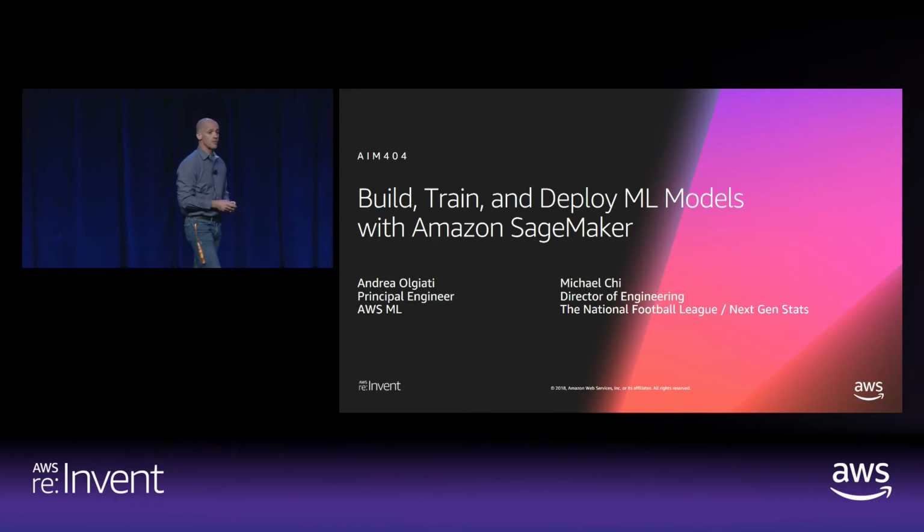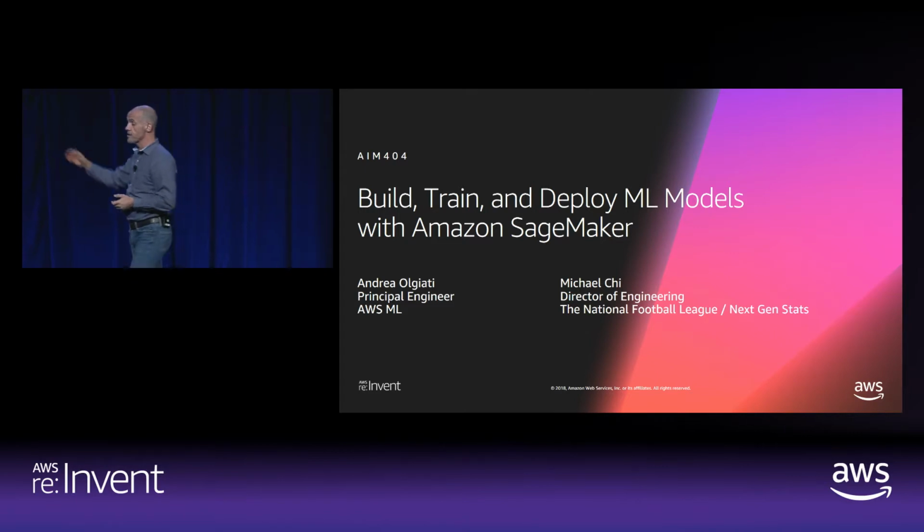My name is Andrea Olgiati. I'm a principal engineer with AWS. And I am joined by Michael Chi, who's the director of engineering for the National Football League Next Gen Stats.